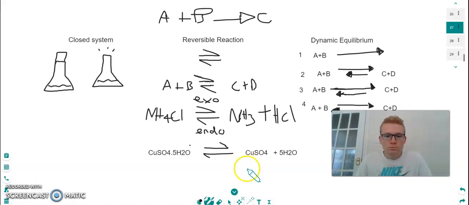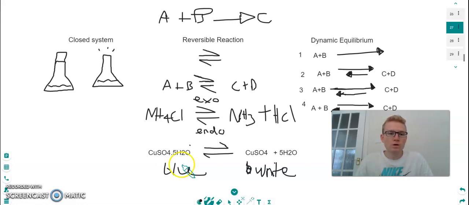So this would be white. Copper sulfate is white. Okay, so with the water and the copper sulfate, this substance is white. It goes into the product of hydrated copper sulfate, and this is blue, and that shows the presence of water, going from white to blue. So that's a very common example.